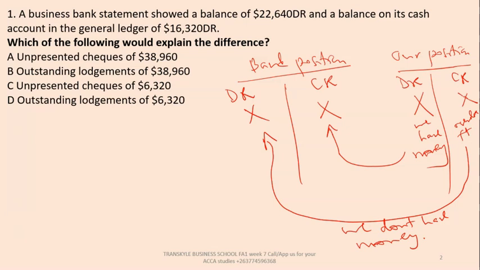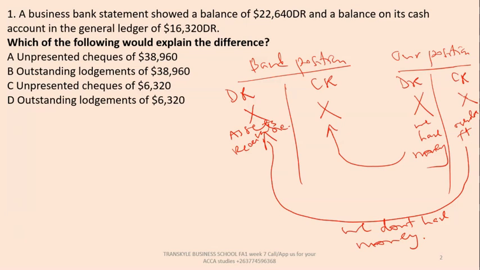An overdraft position means that we have got a liability. We have to pay the bank. We overdrew our balance, so the bank has got an asset. The debit, remember, is for asset, which is a receivable. The bank has got a receivable because we overdrew our money. There was an overdraft. Okay, good.